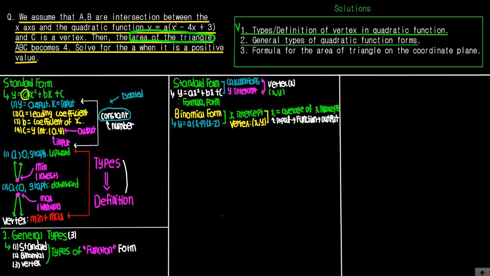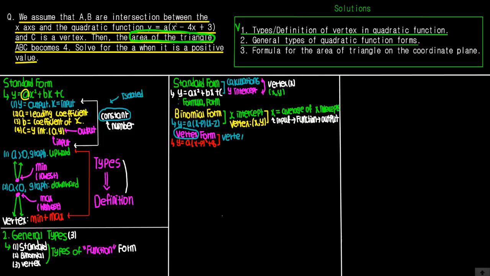What is it optimized for? The next form of a quadratic function is the vertex form: y is equal to a times (x minus p) squared plus q. And obviously we can see from its name, it is optimized for solving for the vertex of our function.